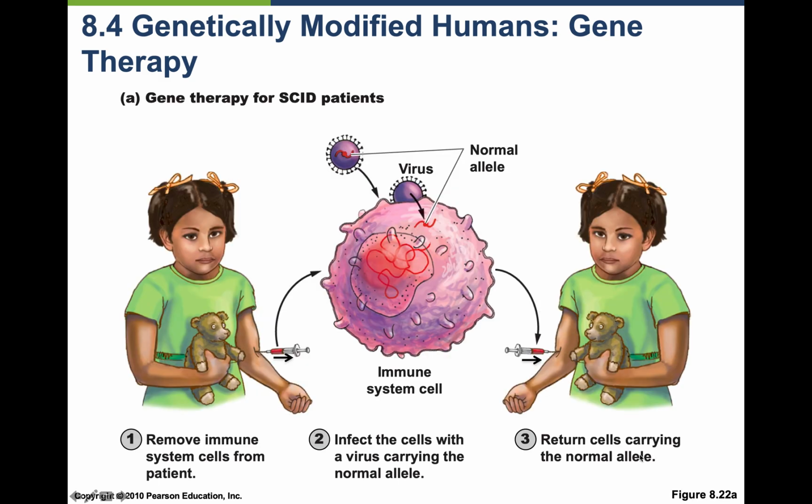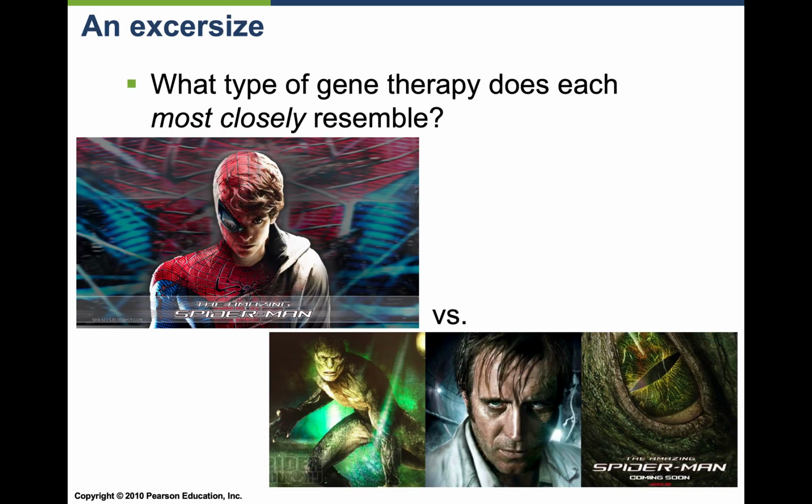And essentially what they do here is they remove the immune cells from the patient. Okay, they use a virus to insert a functional immune allele in the immune cells, and then they re-inject that into the child. And if you can tell, she looks really happy about this. Okay, so they inject it into the cells, and then her immune system functions as long as those cells survive. So with this idea, which type of gene therapy does each most closely resemble? What kind of gene therapy did Spider-Man get, and what kind did the good doctor get here?